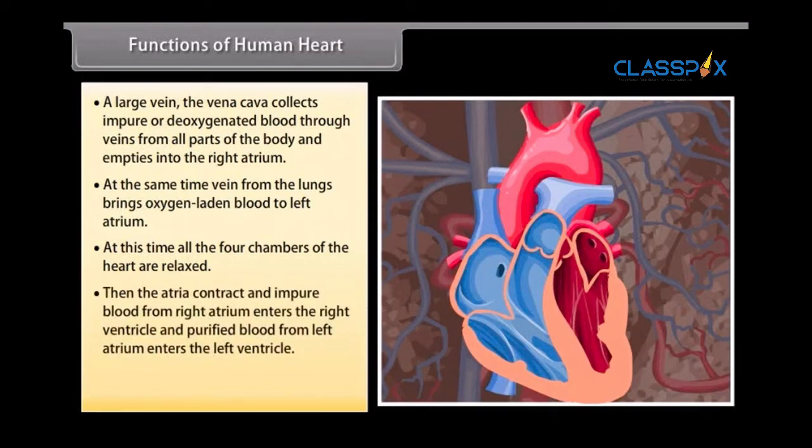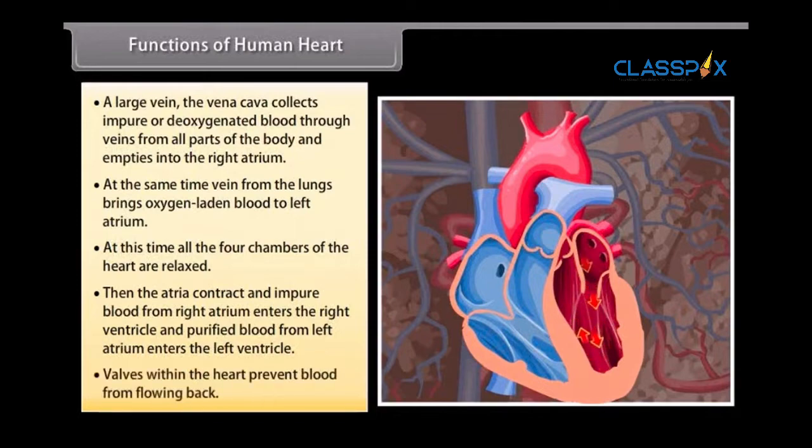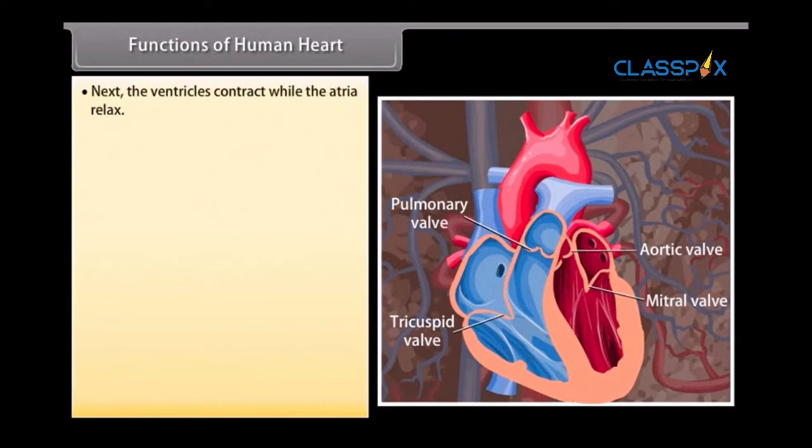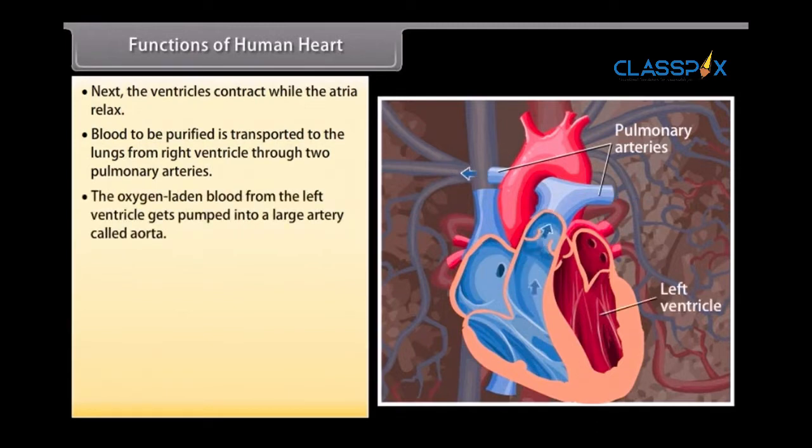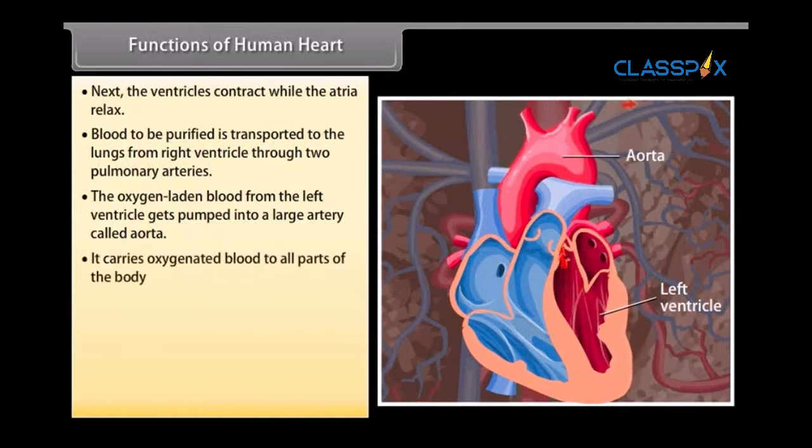Then the atria contract and impure blood from the right atrium enters the right ventricle and purified blood from the left atrium enters the left ventricle. Valves within the heart prevent blood from flowing back. Next, the ventricles contract while the atria relax. Blood to be purified is transported to the lungs from the right ventricle through two pulmonary arteries. The oxygen-laden blood from the left ventricle gets pumped into a large artery called the aorta. It carries oxygenated blood to all parts of the body.